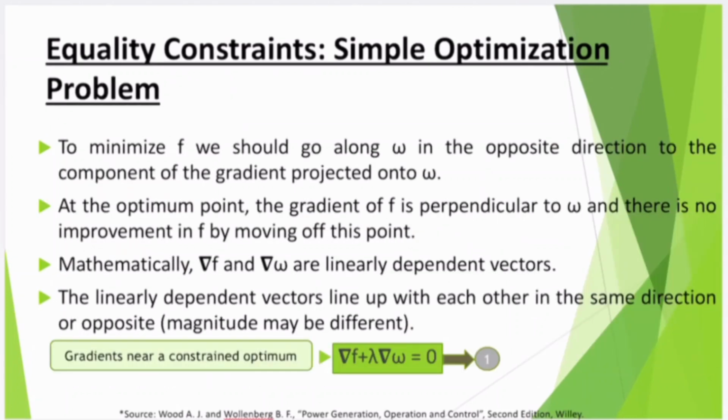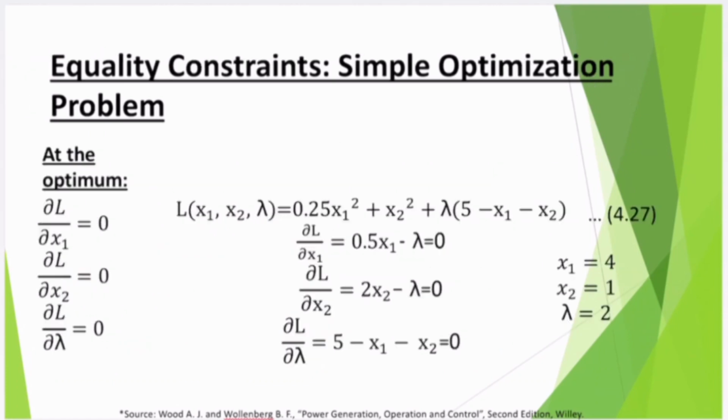So I'll move further, and we'll try to solve a simple problem for our benefit. Equality constraint simple optimization, one numerical example let us solve. In the graphical method we saw how the solutions are lying at 4 and 1, but now let us solve through the Lagrangian multiplier. What is my objective function? 0.25 x1 square plus x2 square, and as I told you, lambda times the constraint. If my constraint was x1 plus x2 equal to 5, I can say 5 minus x1 minus x2 equal to 0, and that is nothing but this constraint.